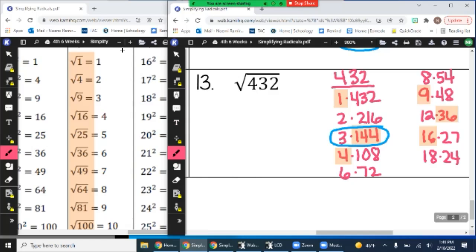144. So we want to put the square root of 144 in the front and root 3 in the back. What is the square root of 144? So 12 root 3. Okay, go ahead and glue this into 103.